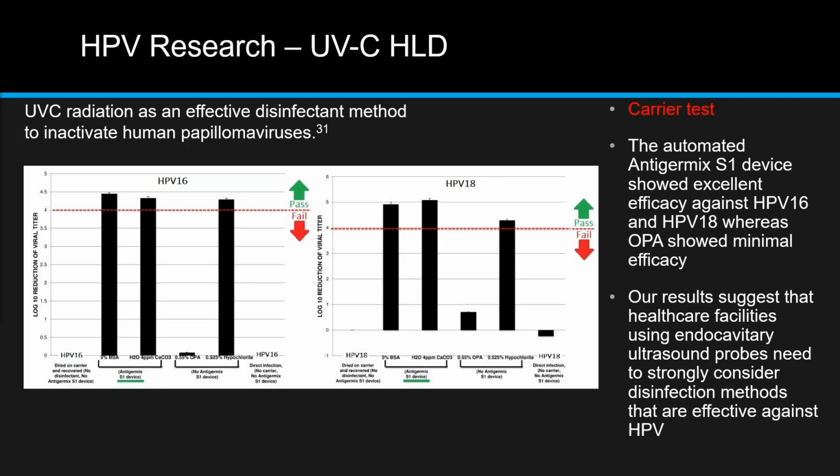Actually, if we look at the data closer, we can find no sign of infectious virus remaining after using the device. And we compare that to another positive control, which is hypochlorite or bleach, which again can cause that log-4 reduction. But if you look in the middle where we used OPA, this has been a classical high-level disinfectant. It didn't even reach a 1 log reduction in this study. So the automated antigermics S1 device showed excellent efficacy against HPV-16 and HPV-18, whereas OPA showed minimal efficacy.